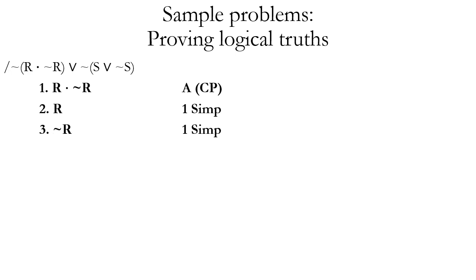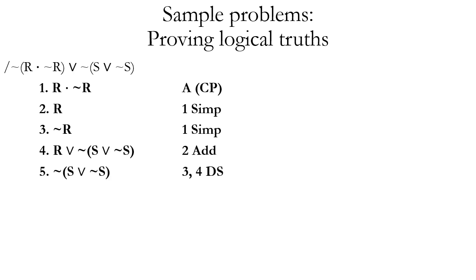So we're going to use simplification twice on line 1, deriving R on line 2 and tilde R on line 3. And then we have to think, how can we prove tilde parentheses S wedge tilde S close parentheses from R and not R? The answer is by using addition to add the entire proposition we want to prove after a wedge. And then we can use the other contradictory proposition, in this case tilde R, with our disjunction created by addition to derive that proposition that we want.